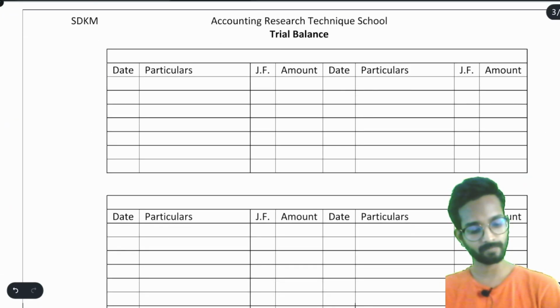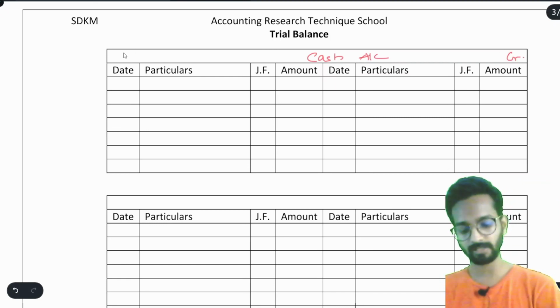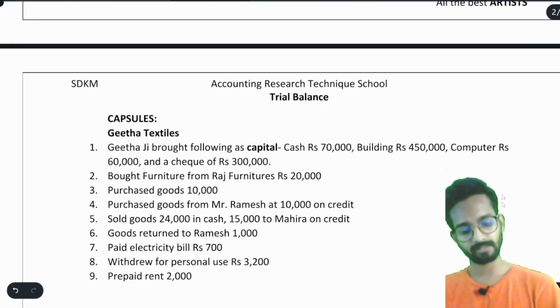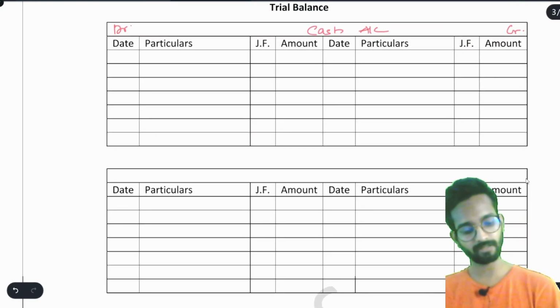Okay, here. Suppose the first account we are preparing is the cash account. Cash account, credit, debit. So what will we write? We are bringing cash of how much? 70,000. So we will write here cash account debit to capital 70,000 rupees. We all know this journal entry, cash account debit to capital.